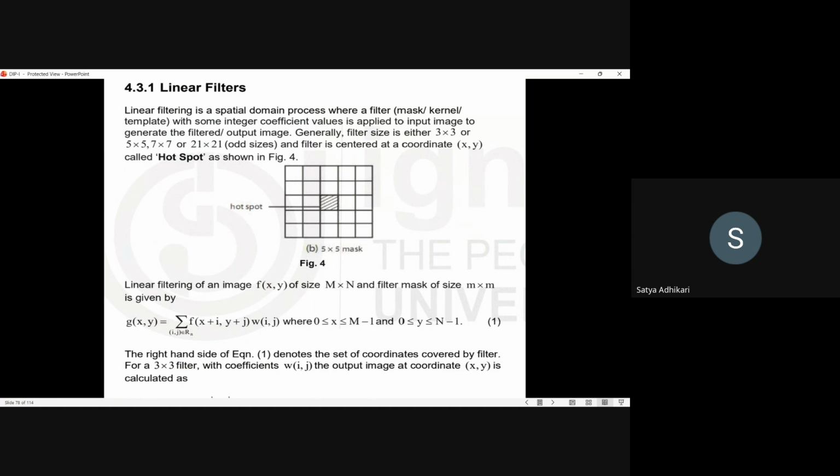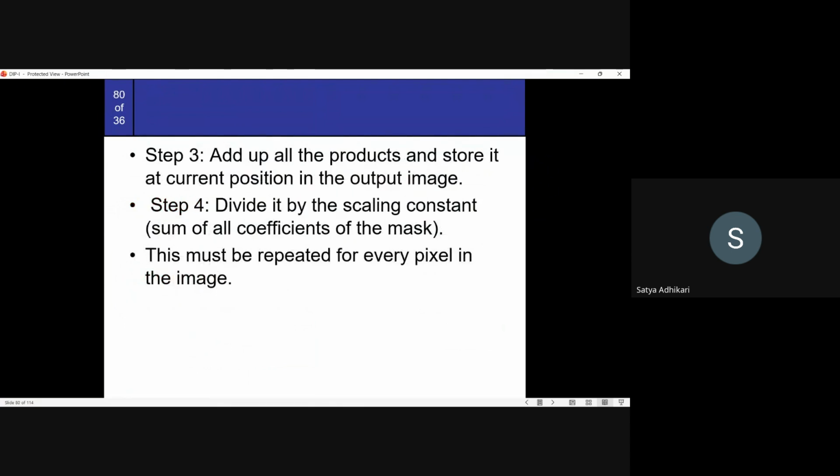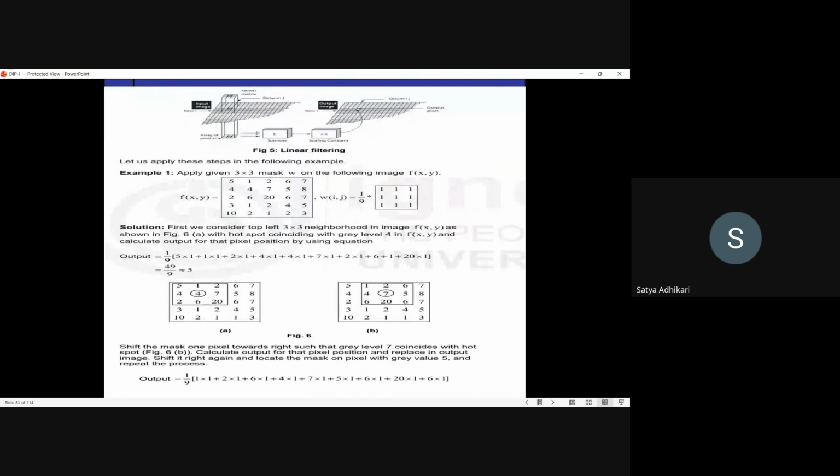And a linear filter basically uses a mask. The center of the mask is known as your hotspot. You see, this is a hotspot. We have already discussed there are some steps. We keep the mask on that hotspot, and we multiply the filter elements with the corresponding elements in the neighborhood, the nearest pixels. Then we add up all the products and store it at the correct position of the output image, and we get a new value for that pixel, and the new value replaces the old value.